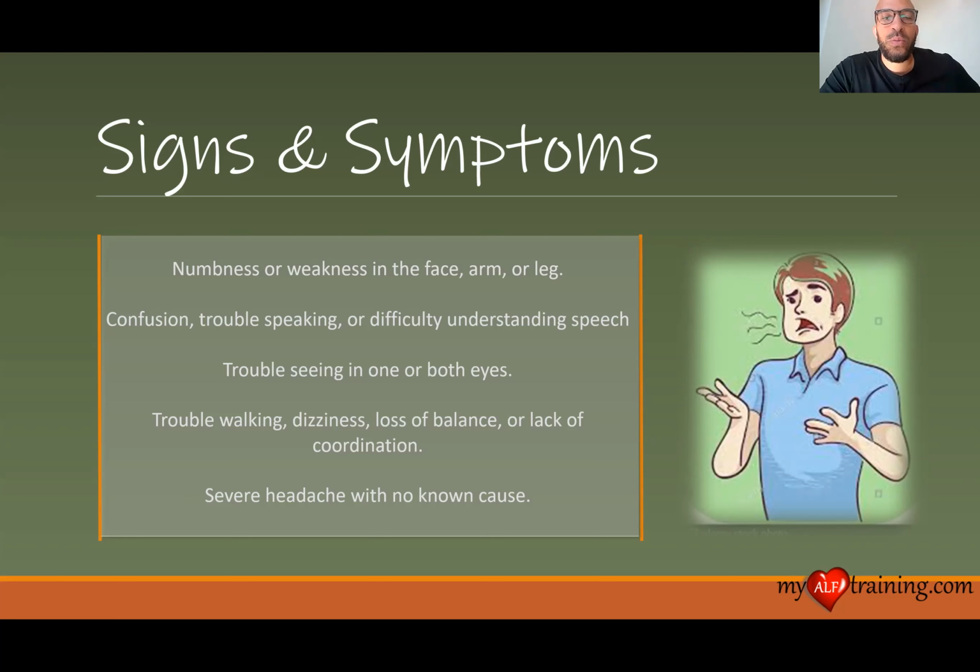But let's just read through some more of these signs and symptoms. Confusion, trouble speaking, difficulty understanding speech. So they can't understand you, or they're having trouble speaking themselves, so you can't understand them. Trouble seeing in one or both eyes. Trouble walking, dizziness, loss of balance, lack of coordination, severe headache with no known cause. So these are all symptoms that we need to look for.